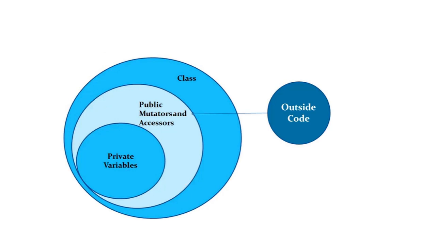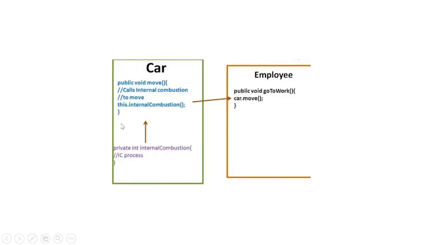This class does not want to provide access to the private variables outside of the class. If any other class wants to access these private variables, it can access them only through the public access methods. It cannot access them directly. This is how we maintain security. Let's see one example.